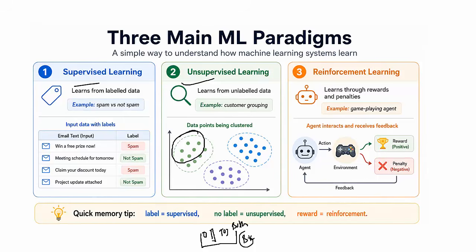Okay, so the summary is that giving full instruction is supervised, finding a pattern himself is unsupervised, and the husband learning from the wife's reaction is basically reinforcement learning.